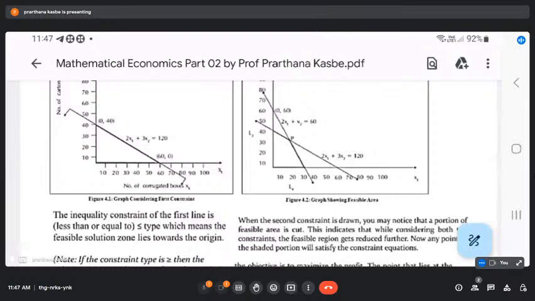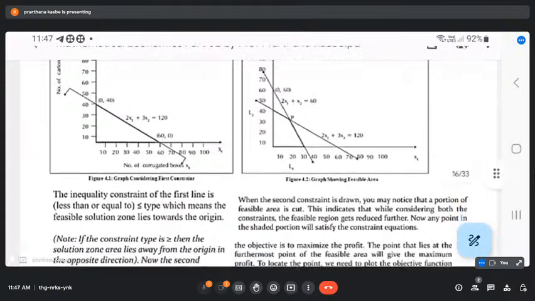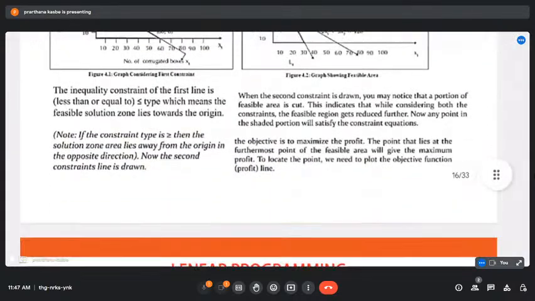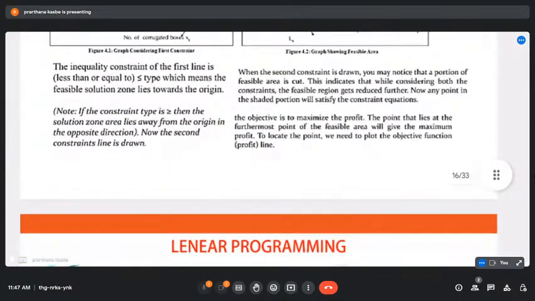that means it lies towards the origin, and if it is greater than or equal to, it goes towards the center point. That is another point. So note that if the constraint type is greater than or equal to, then the solution zone area lies away from the origin in the opposite direction.